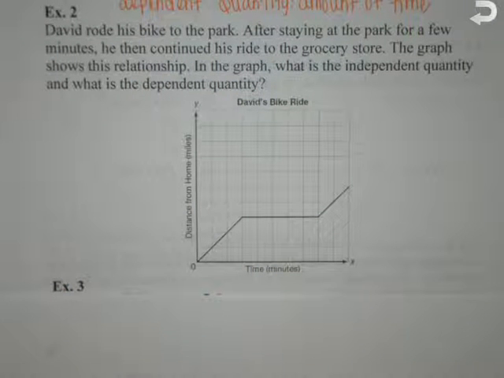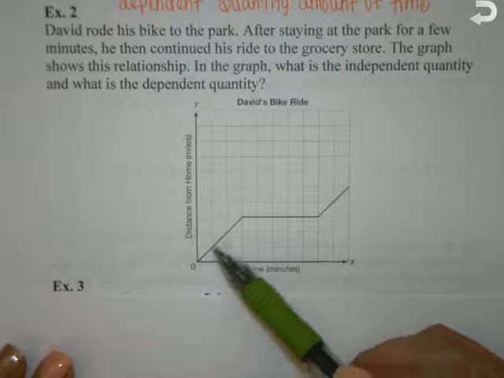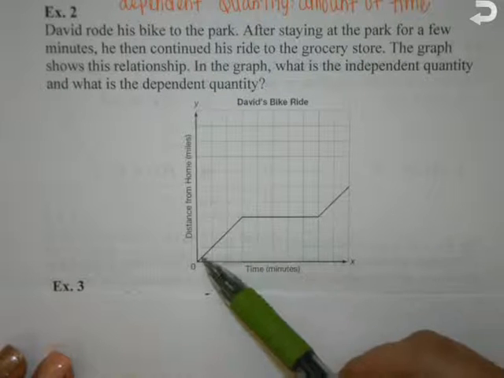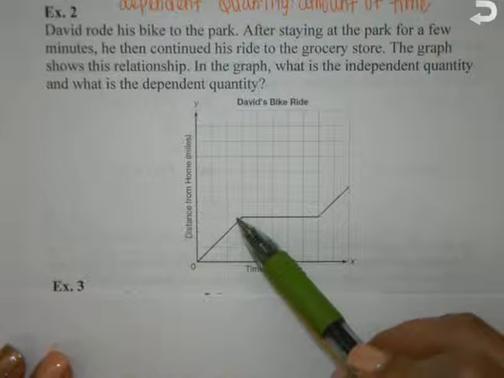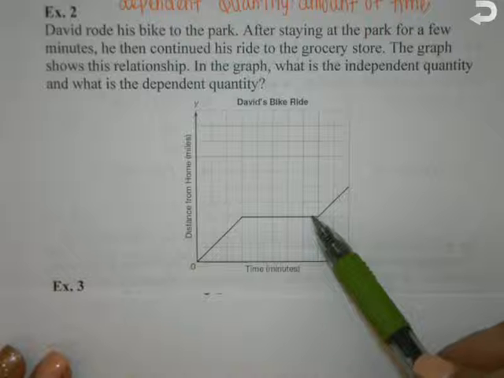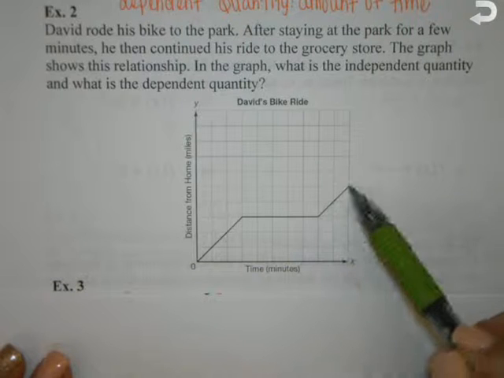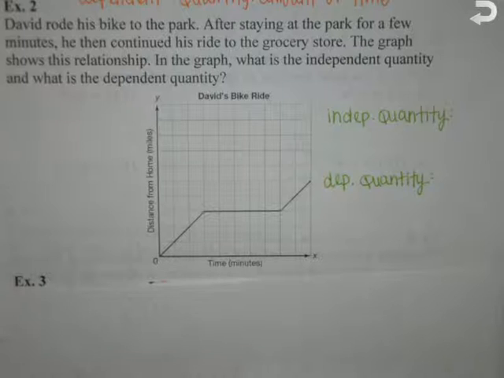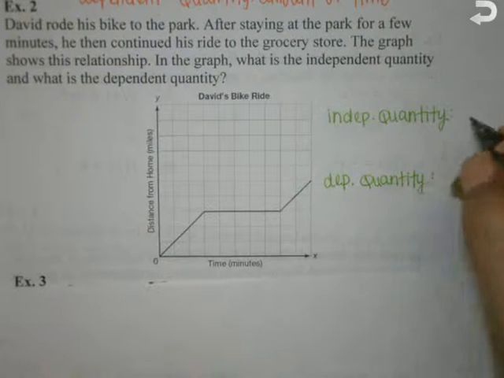So this first part of the line is telling you that as he's riding his bike, he's getting further away from home. But as time passed, he stayed at the park, so his distance didn't change. And then he goes to the grocery store. Okay guys, what is David controlling? Is he controlling how much time he is away from home, or the distance from his house? He's controlling the time. So the independent quantity is the time.